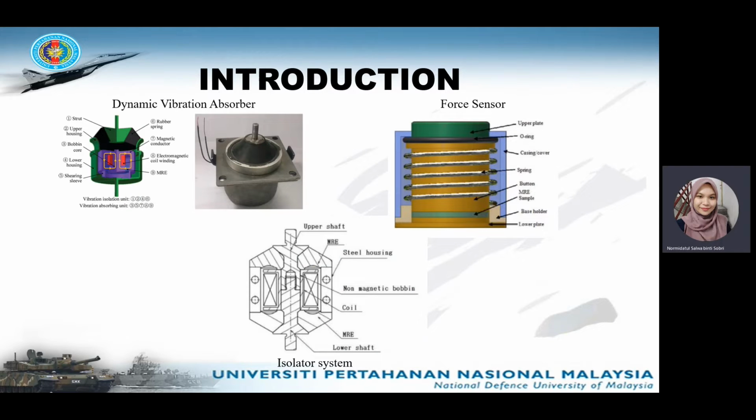So these are the uses of MRE in impact mitigation applications. The first one is the dynamic vibration absorber, where MRE is located at the electromagnetic coil winding. The next one is the force sensor. And the third one is the isolator system, where MRE is also located near the coil. This is because of the magnetic field.